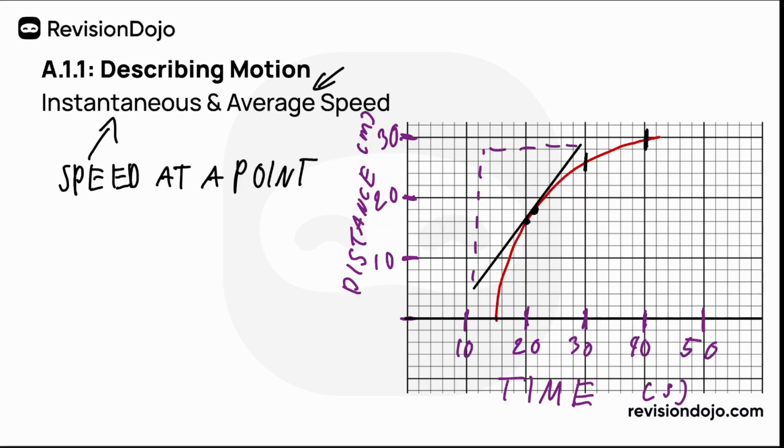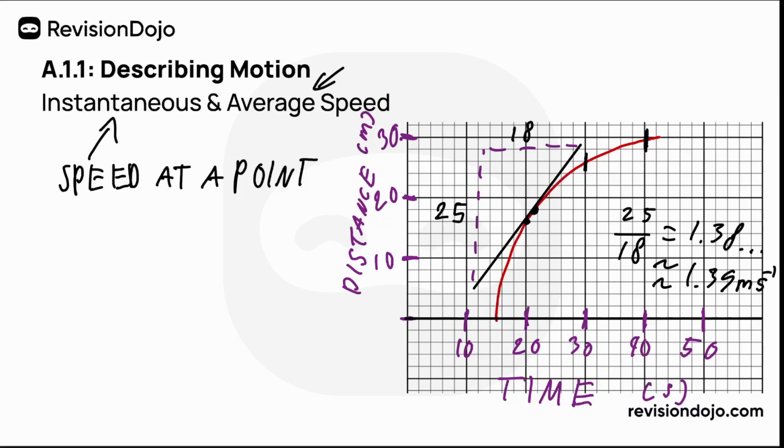Then, once you've drawn that tangent, you have to find the gradient of that given tangent. For example, here we do rise over run, so the rise here we can estimate to be approximately 25, and then the run approximately 18. We find that gradient, so rise over run, which is approximately 1.38, and it repeats. So the instantaneous speed at that point is approximately 1.39 meters per second. So that's the speed at that point.